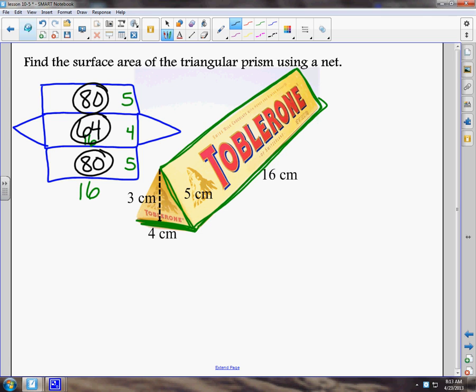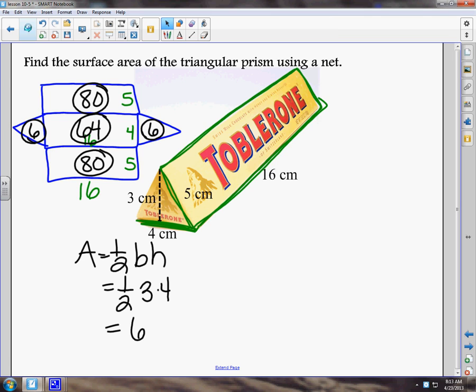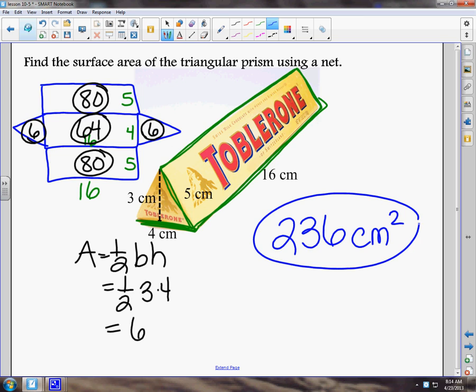And then I have to find my triangles. My triangle height is 3, and the base is 4. So the area of this triangle would be 1/2 the base times height, which is 1/2 times 3 times 4. 3 times 4 is 12. Half of 12 is 6. So each of my triangles is 6. And then I just add them all together. I add 6 plus 6 plus 80 plus 80 plus 64. And I see that this has a surface area of 236 centimeters squared.